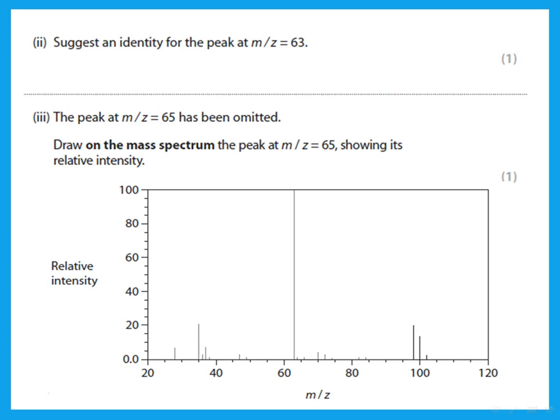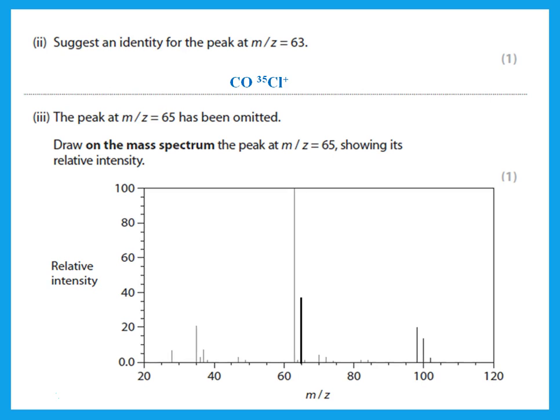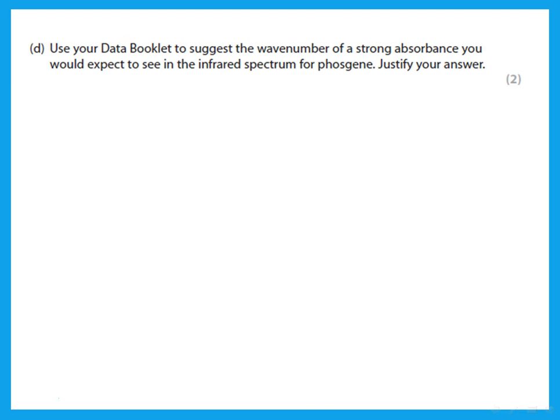Then he says, suggest an identity for the peak at 63. What is the peak at 63? If you look at this, with just one chlorine that is 35, that will give you 63. Draw on the mass spectrum the peak at 65, showing its relative intensity. Well, the peak at 65 should be about 30% of that original base peak.